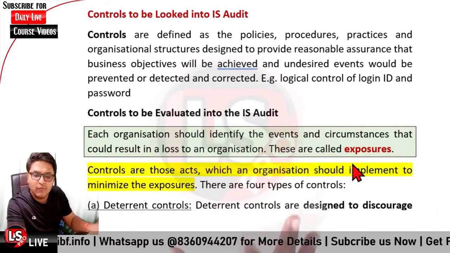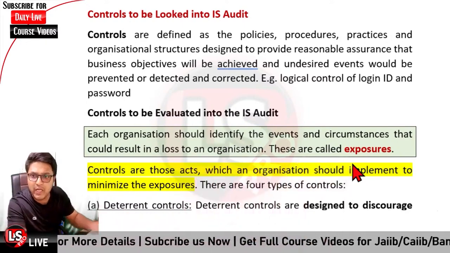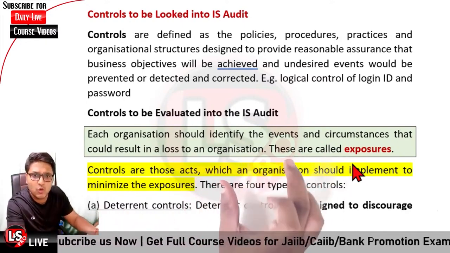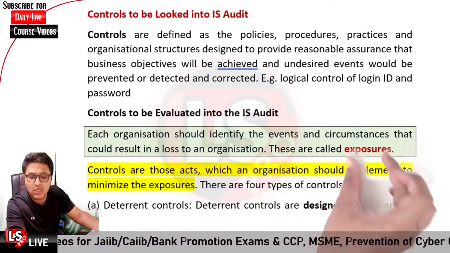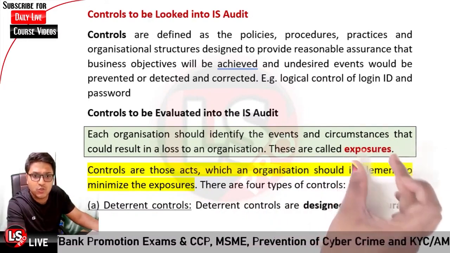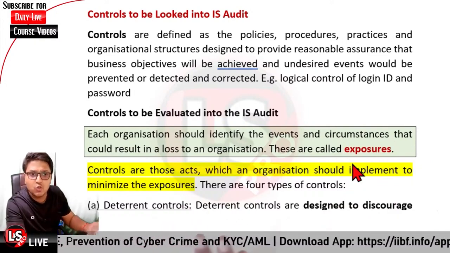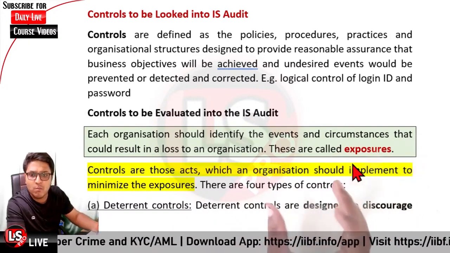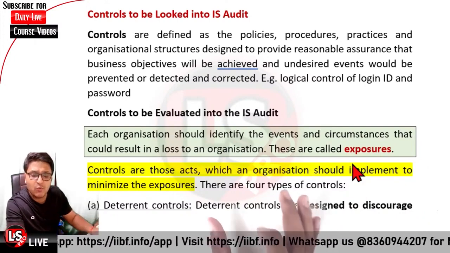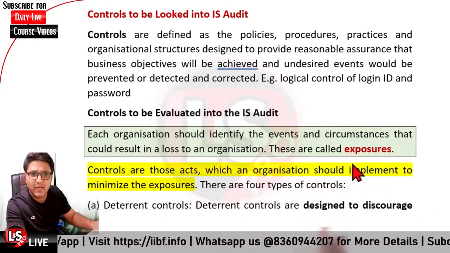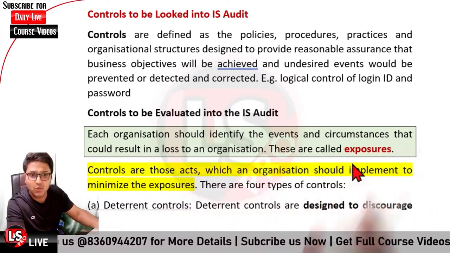Because we do not want to put our organization in a position where there is some loss imposed on it. Those losses, conditions, events or circumstances are exposures which could cause loss to the organization. And controls are those acts to prevent those exposures or to minimize their impact. So controls are the policies, procedures and practices in the organization which are to be followed so as to minimize the impact of these exposures.